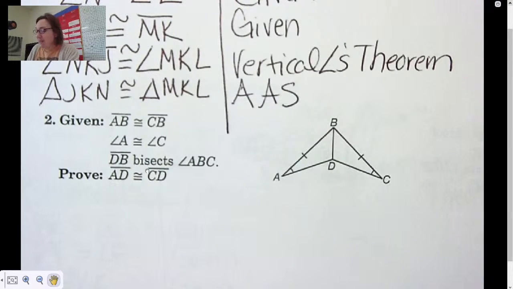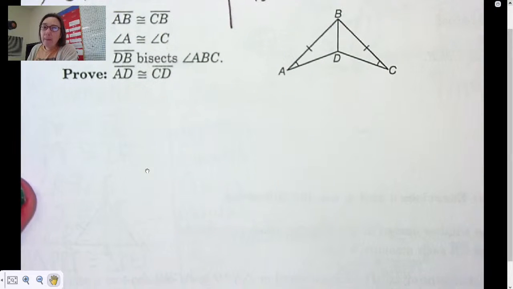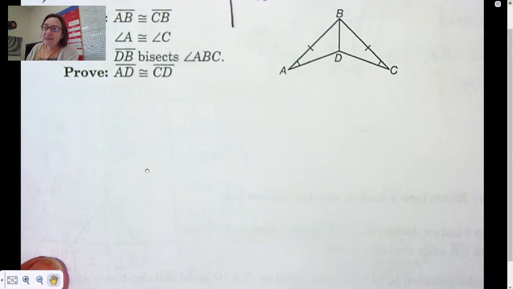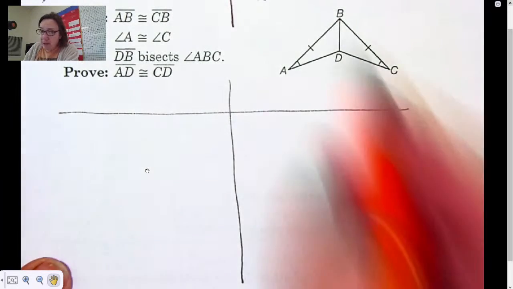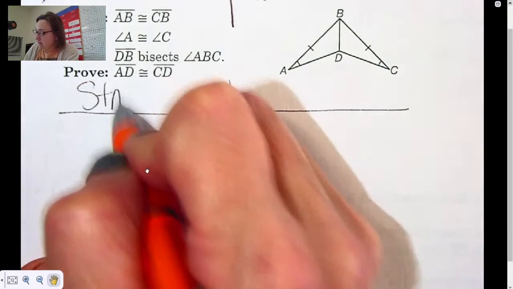With that one. All right, let's do number 2. Was I confusing on purpose? Maybe. Maybe a little bit. Okay. 2-column proof again. Statements on one side.